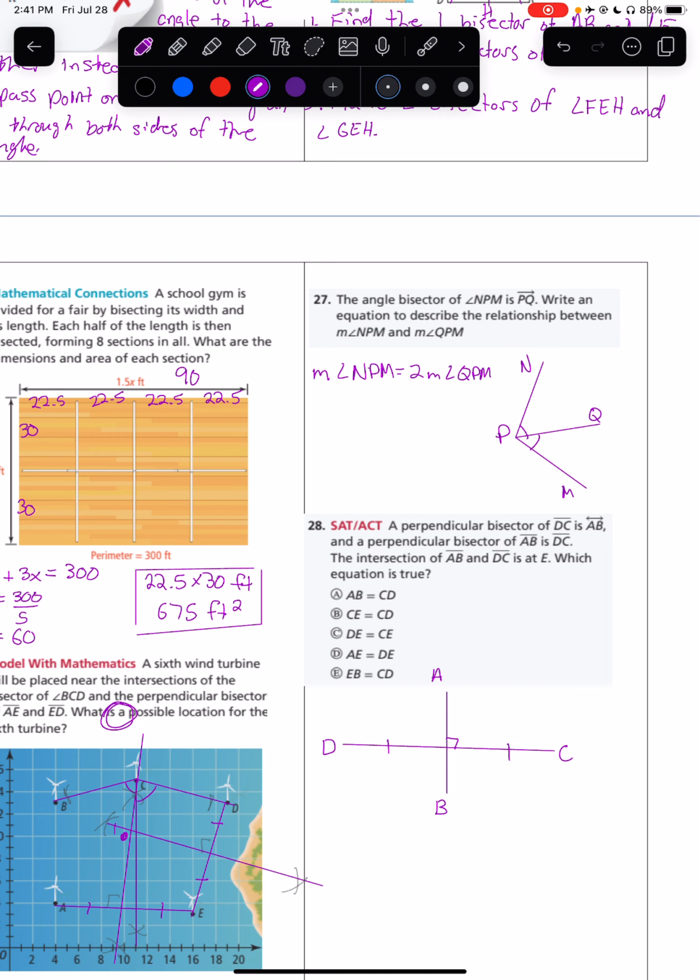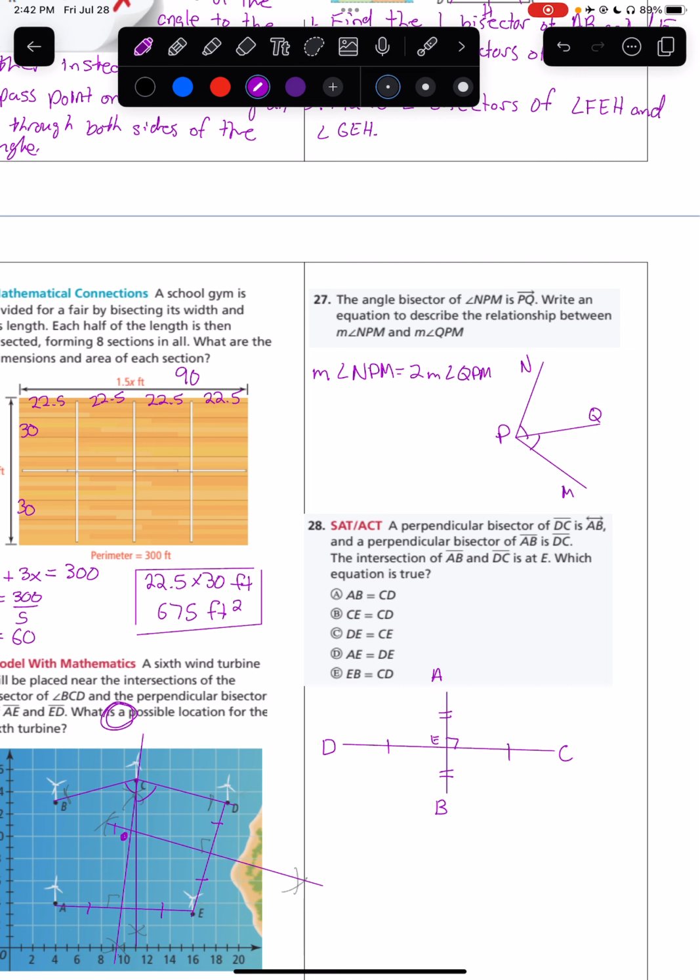And a perpendicular bisector of line AB is DC. So we also know that AB, the line here, is bisected by DC. So we know that this is also two congruent segments. And of course, the intersection of AB and DC is at point E, so we can call this point E right here. What equation is true?